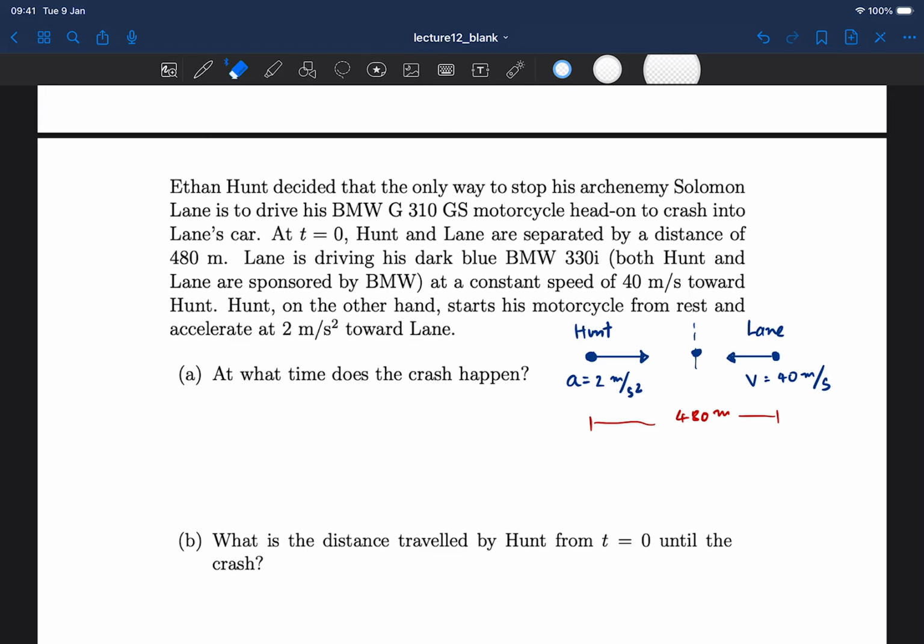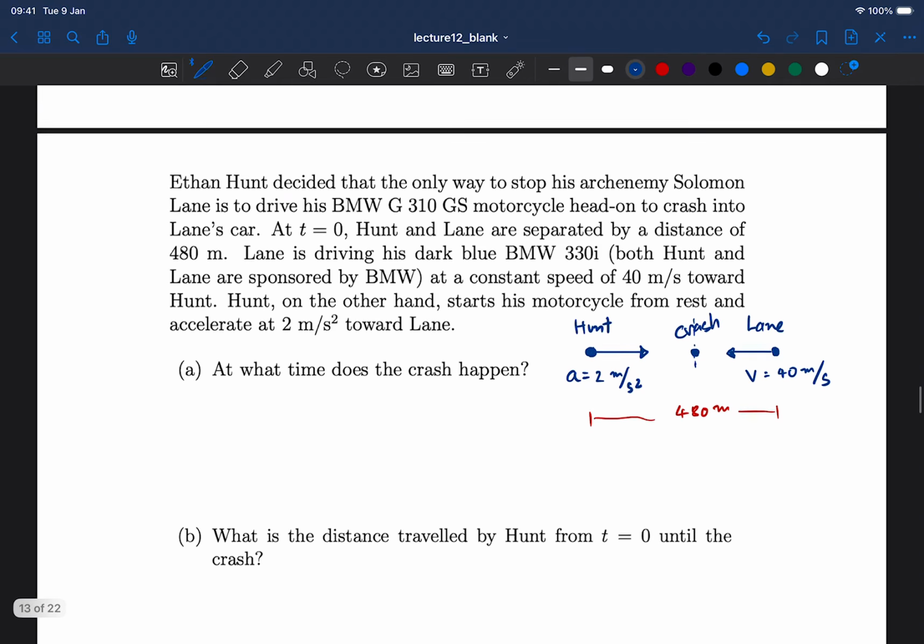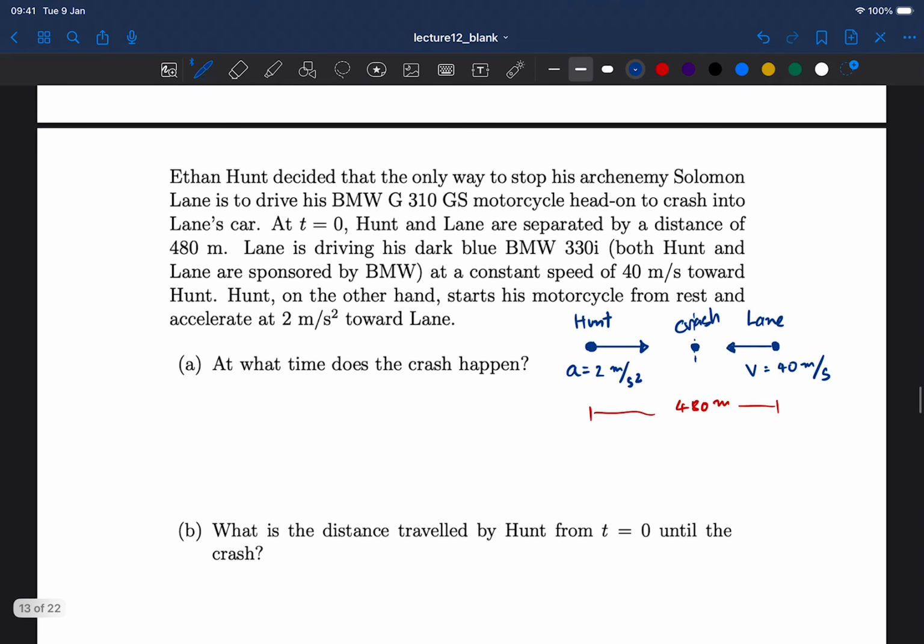So it's kind of like a standard problem in one-dimensional motion. So how do you calculate? Well, the crash happened when the distance traveled by the two parties added together give you 480.